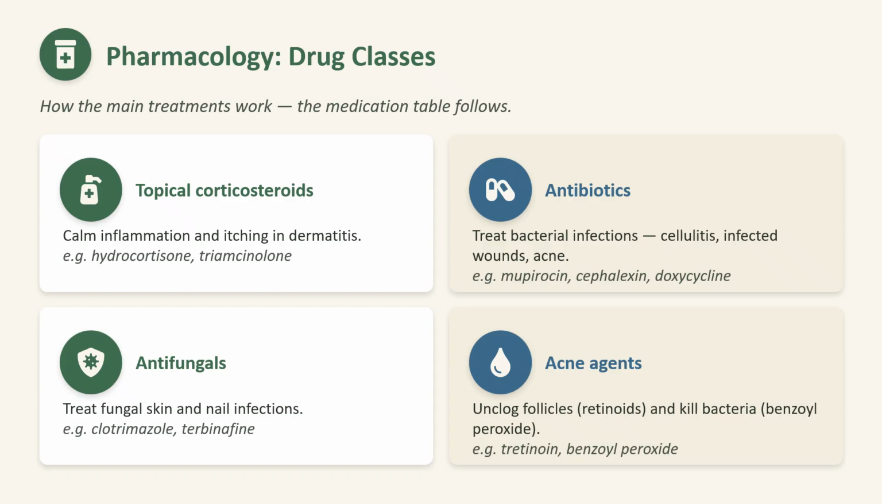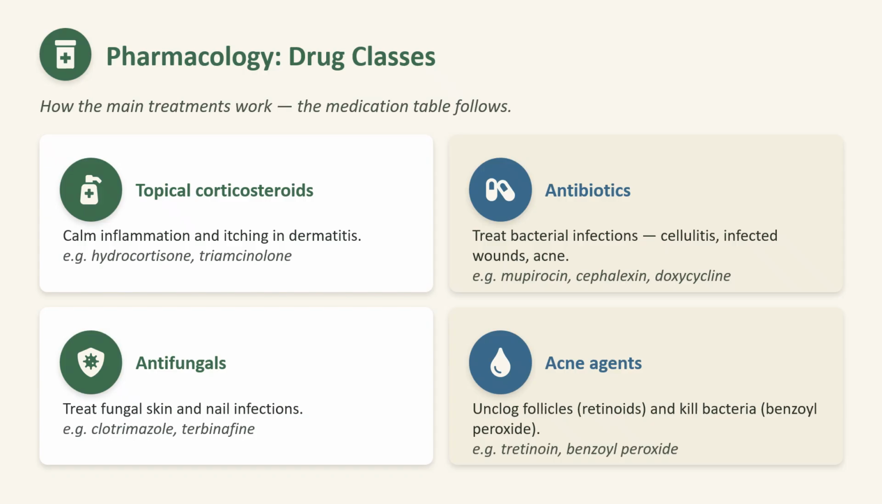Second, antibiotics, which treat bacterial infections. They come as topicals like mupirocin for small skin infections and orals like cephalexin for cellulitis. Some, like doxycycline, are also used for their effect on acne. Third, antifungals for fungal infections of the skin and nails. Clotrimazole for athlete's foot and ringworm. Terbinafine for stubborn nail infections.